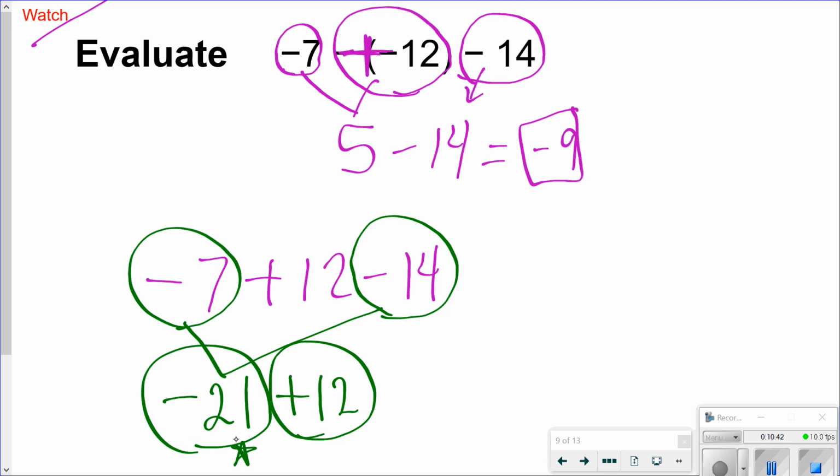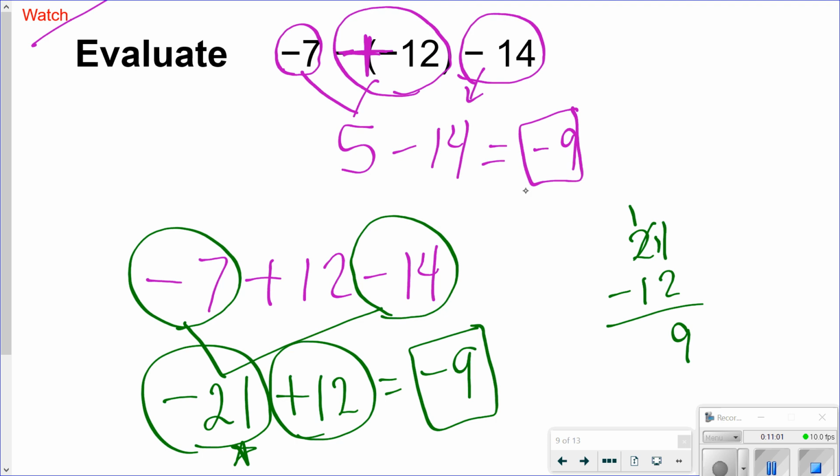I'm going to go over to the side. I'm not so good with borrowing in my head. All right, that's a 9. All right, so we keep the sign of the larger absolute value. Our answer is negative 9. So we have the same answer. I just did it in 2 different ways.